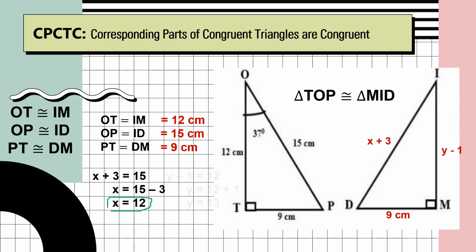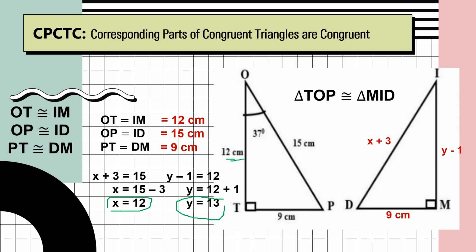So, for y naman, di ba? Ano bang katapat ni IM? Line segment IM is equal to the measurement of line segment OT. So, ibig sabihin, y minus 1 is equal to 12. Ayan. So, solve lang natin siya ulit. Lipat natin si negative 1, magiging positive 1. So, our answer would be y is equal to positive 13. Ayun po, ganun lamang siya. Okay?